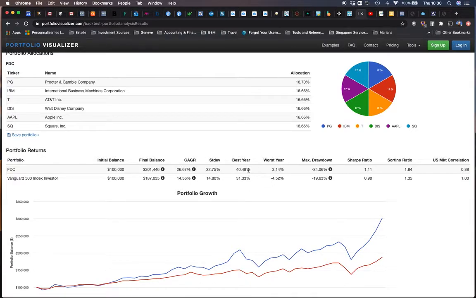What was the best year of the portfolio? My best year since 2016 was 40% compared to 31% for Vanguard. And the worst year was also positive. So I didn't see any negative year, compared to the S&P that had one negative year. We're going to see which year that was, okay?